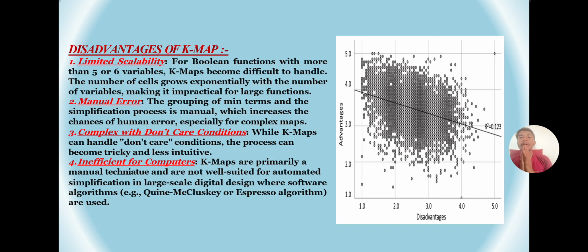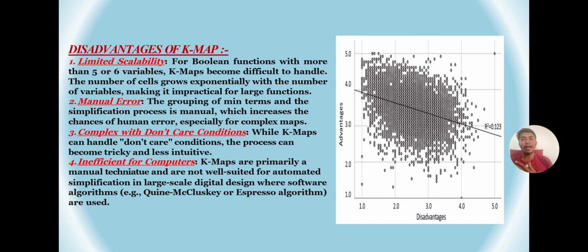Then we have the disadvantages. Limited scalability for Boolean expressions with more than 5 or 6 variables. Up to 4 we can manage. With 5 variables, that is a b c d e, the K-map becomes difficult to handle. The number of cells grows exponentially: 2 power 5, 2 power 6, with the increase in the power, the number of cells increases. So there is exponential growth with the number of variables, making it impractical for large functions.